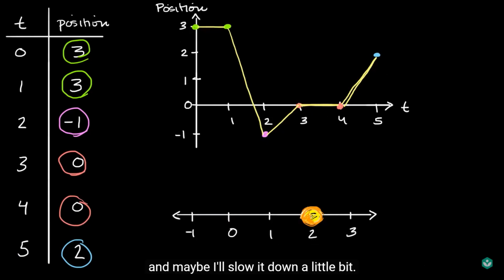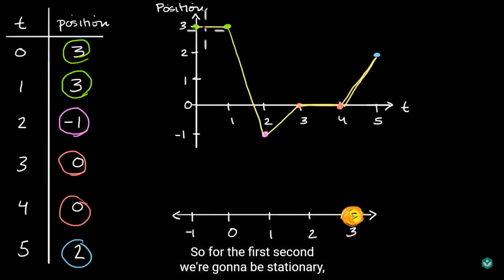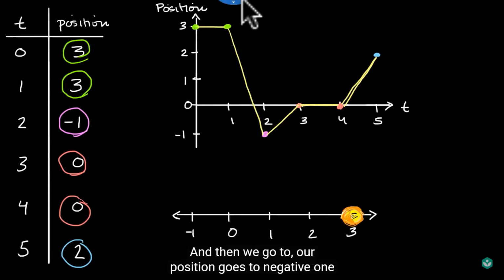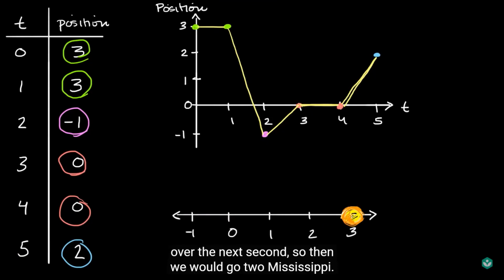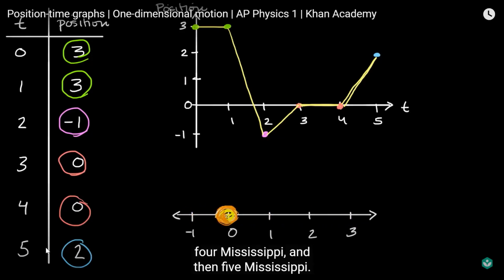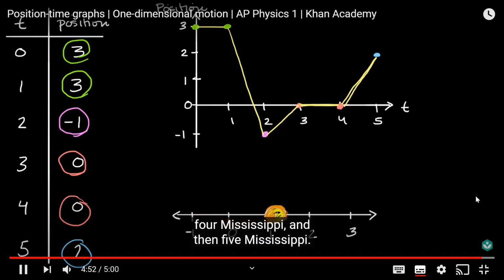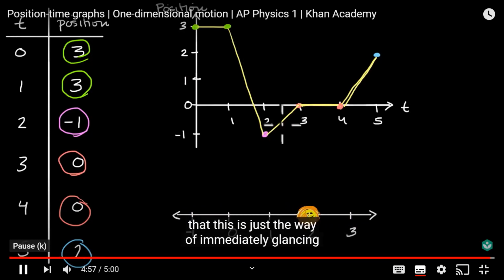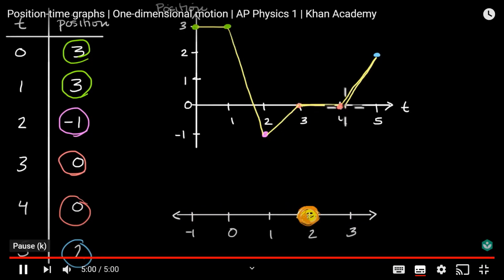And maybe I'll slow it down a little bit. So over the first second, we're going to be stationary. So we could just count off 1 Mississippi. And then our position goes to -1 over the next second. So then we would go 2 Mississippi. And then we would go 3 Mississippi, 4 Mississippi, and then 5 Mississippi. But hopefully you get an appreciation that this is just a way of immediately glancing and seeing what's happening.